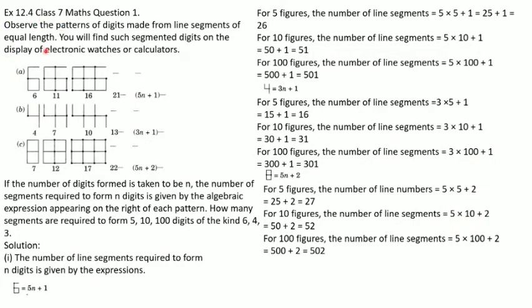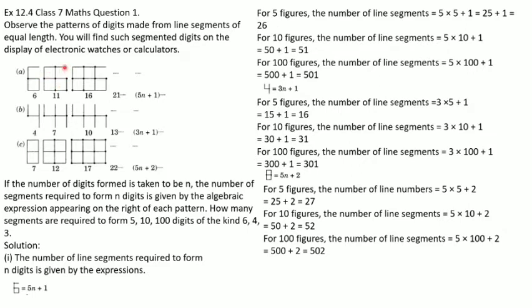In question number 1, we can observe some patterns of digits. These digits are made up of some line segments. You can see the first part here. The one-digit number, somewhat looking like 6, is made up of how many line segments? 1, 2, 3, 4, 5 and 6. Six line segments have been used to make the one-digit number. Move to the next part.